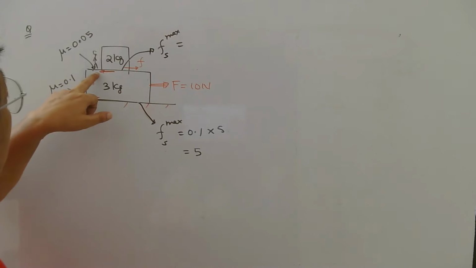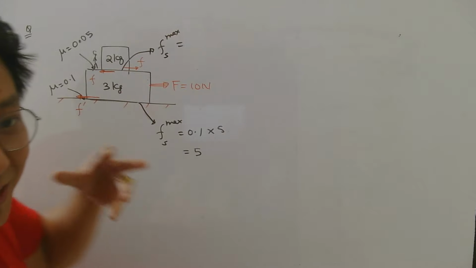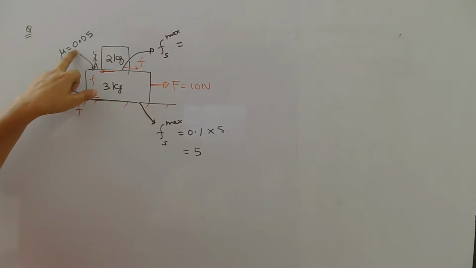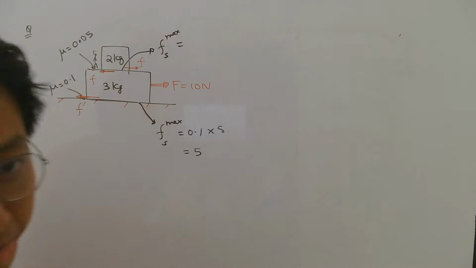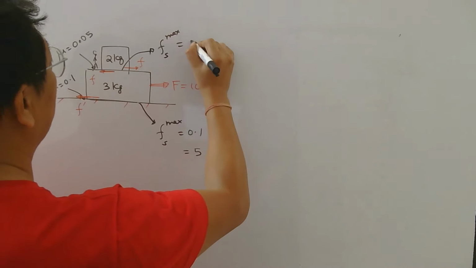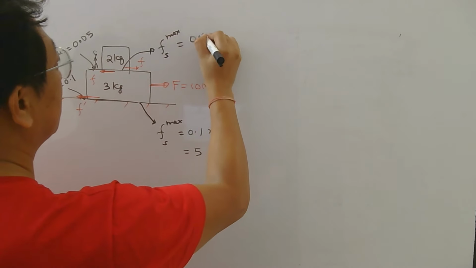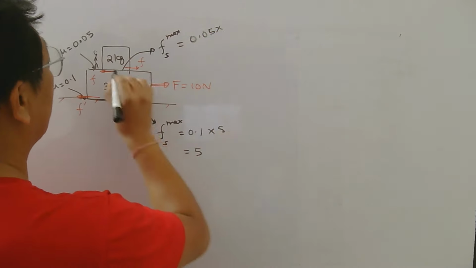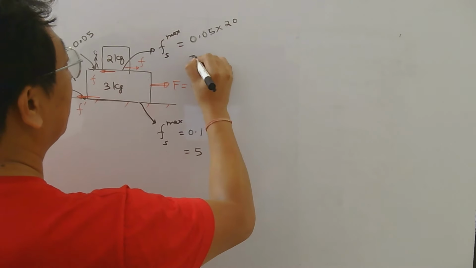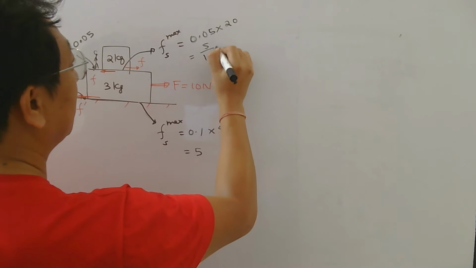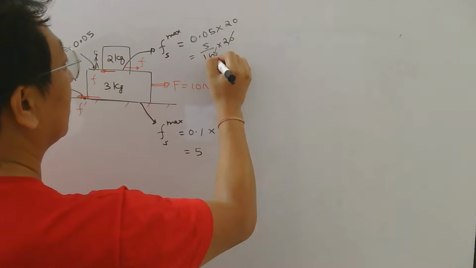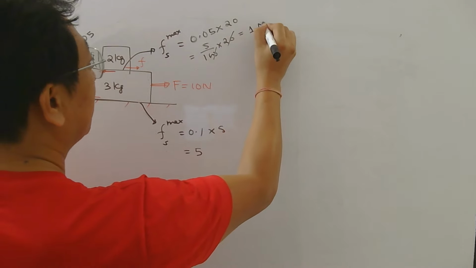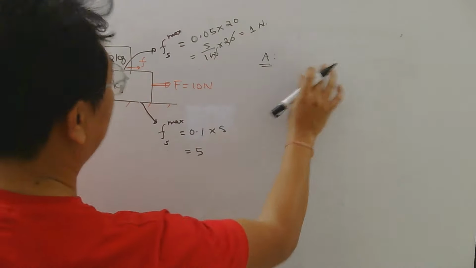So let us try to make friction here very less. Okay, let us see what happens. So I have taken mu here as 0.05. So what will be Fs max now? Mu into normal, which here will be 20. That will be 5 by 100 into 20. That is 1 Newton.